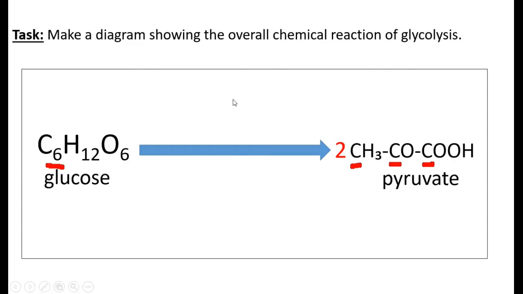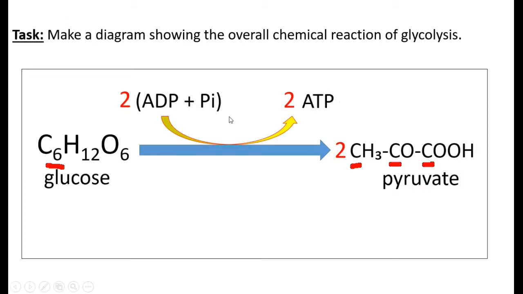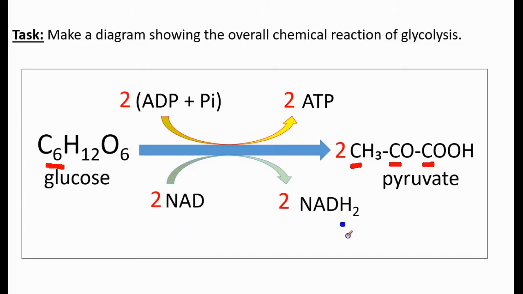In the process, remember the ATP count and the NADH2 count. In the process, we've got 2 ADP plus phosphates, which will be regenerated into 2 ATP. And secondly, 2 NAD will be regenerated into 2 NADH2. NAD being reduced, there's a gain of protons and a gain of electrons. This you can learn by heart, as you need to know the names, glucose, pyruvates, and the formulas.